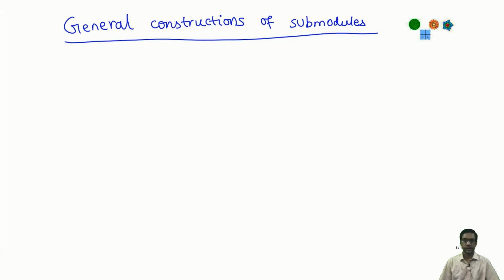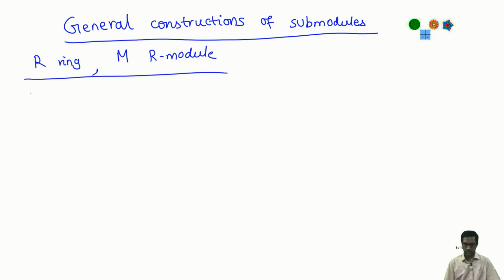We'll talk about some general constructions of submodules. So what do I mean by that? Suppose I have an R module M. So let me say R is a ring, M is an R module. Again, that means left R module.